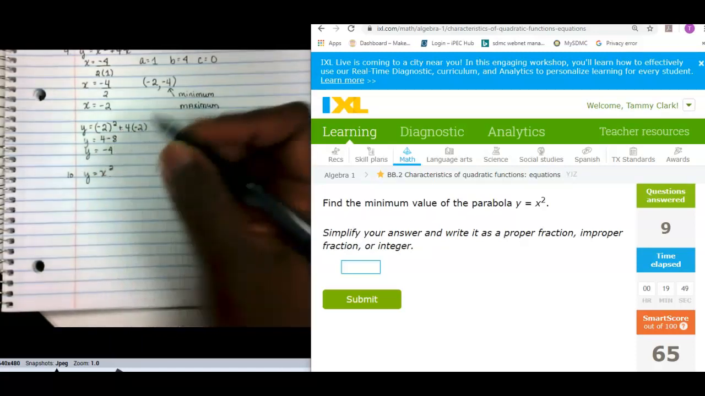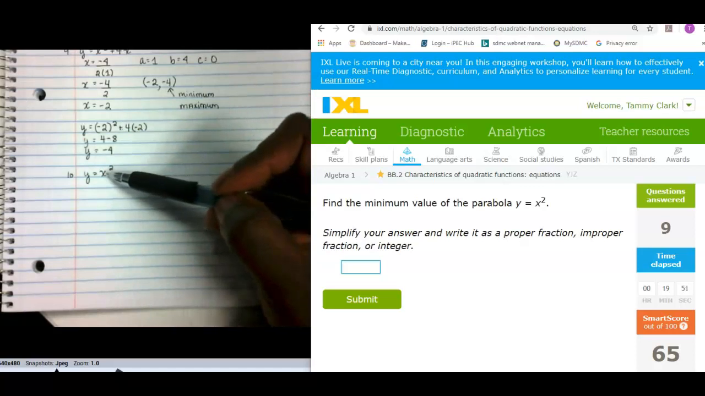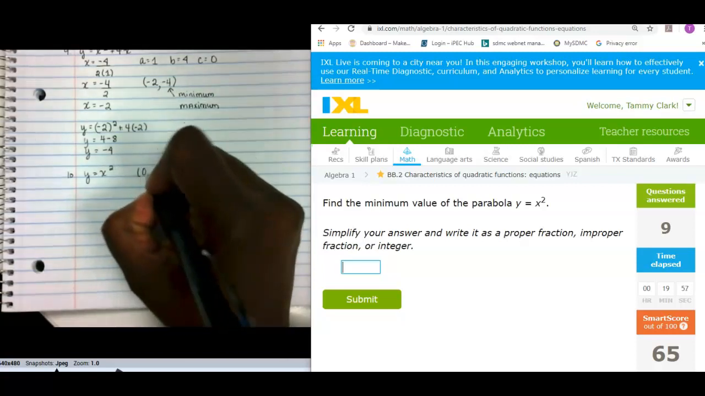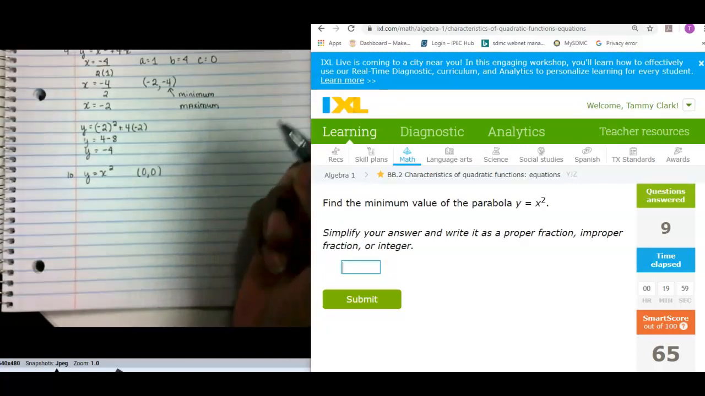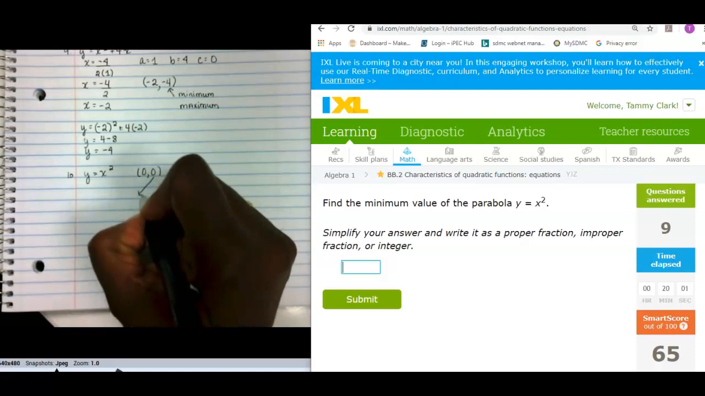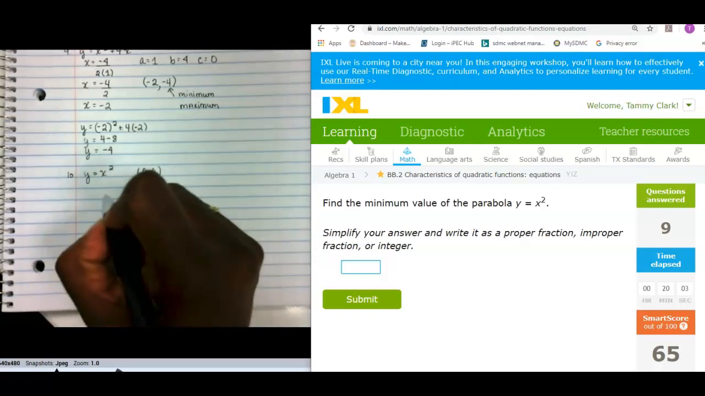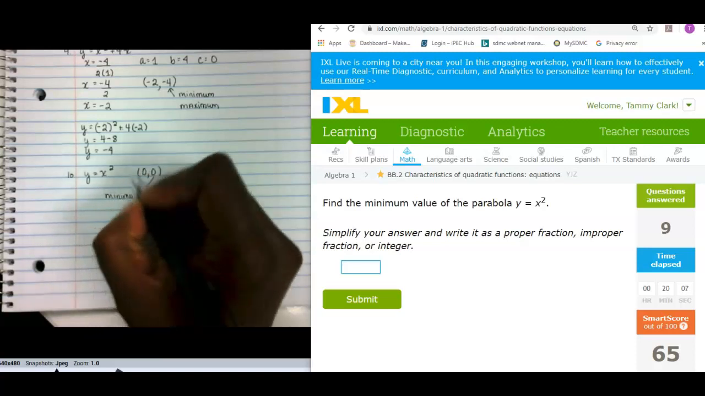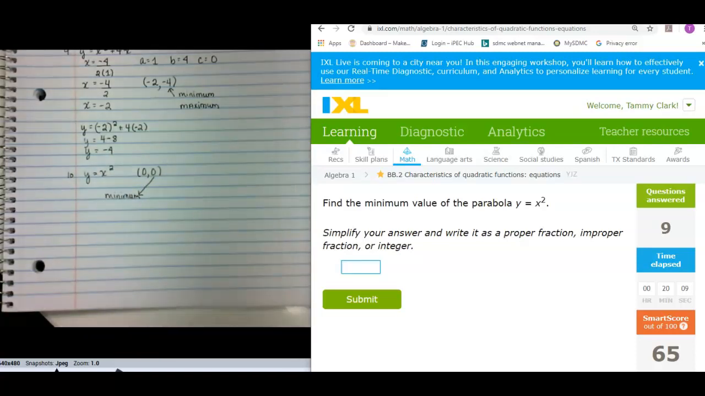So again, if you get a picture of this, what's happening is you have the parent function, which is x squared, and we know that the parent function goes through 0, 0. So 0, therefore, would be our minimum. Now you can use the process that we used before with the axis of symmetry, but you would find that this is true.